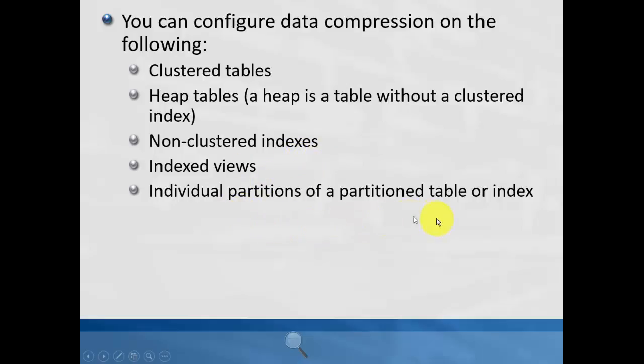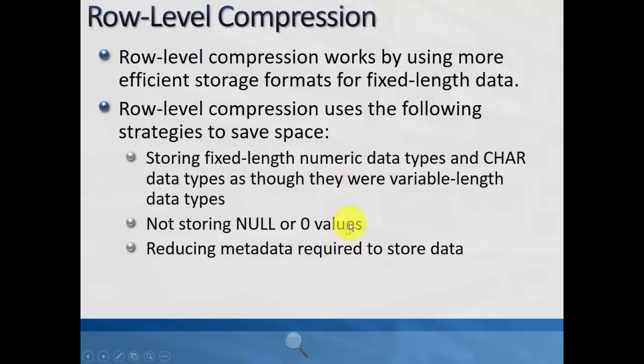Okay, individual partitions of a partitioned table or index, so we can compress all these. But the main thing is, what is row level compression? It works by using more efficient storage formats for fixed length data. Did we talk about fixed length and variable length at the start? There were two types of ways we can take the input. There was varchar and something else, char.